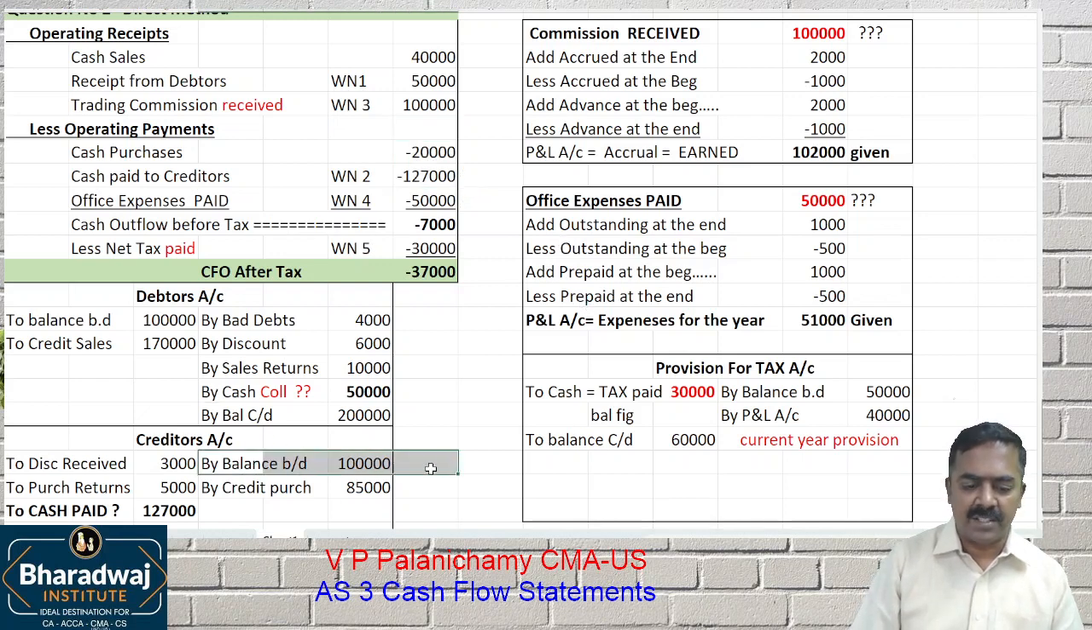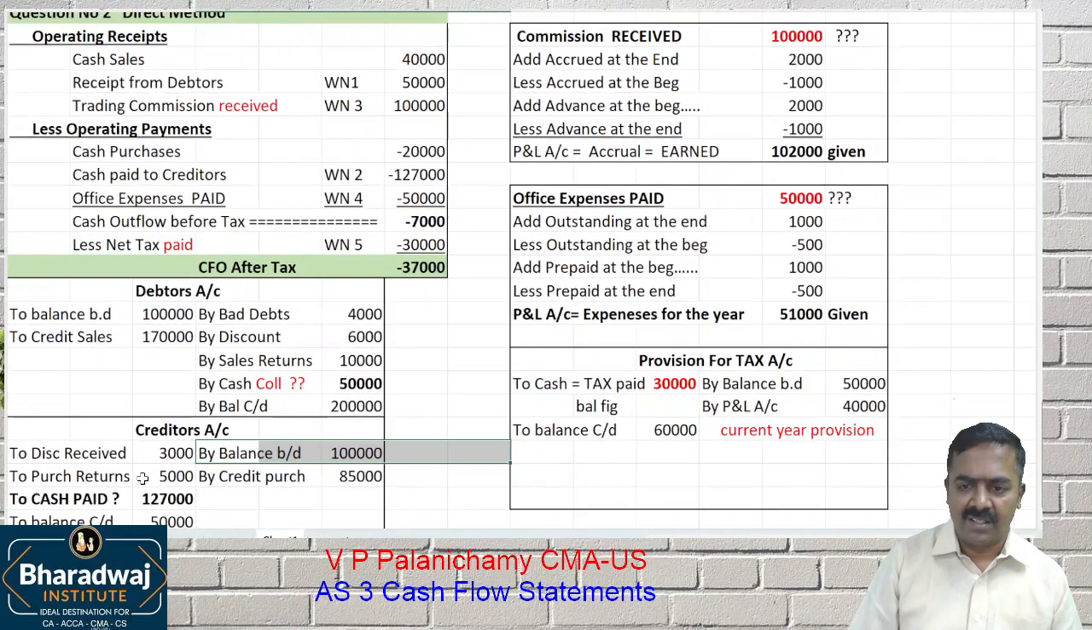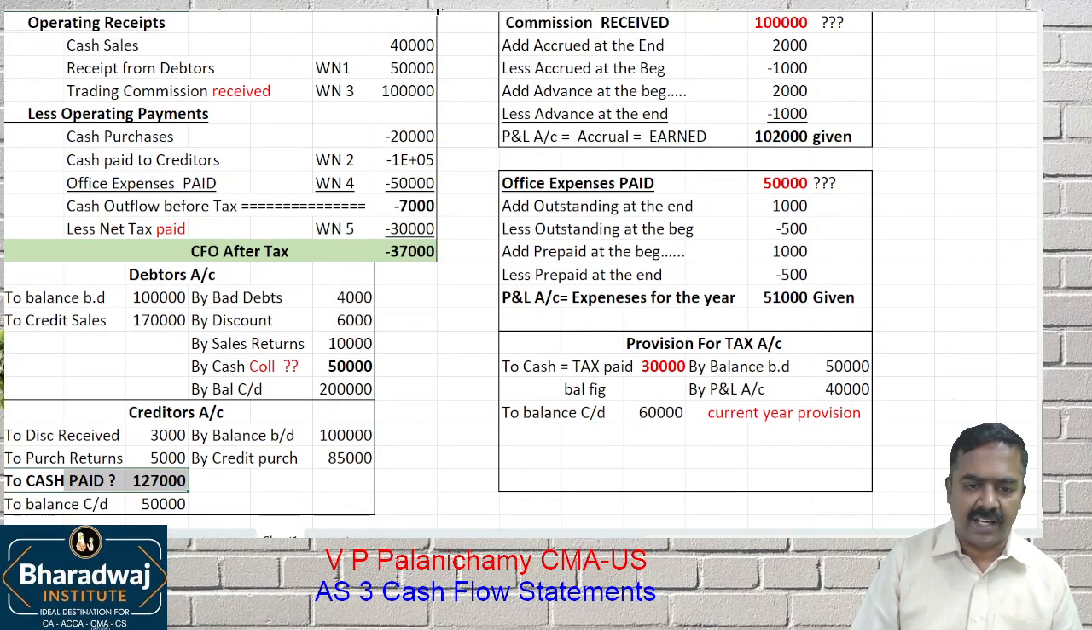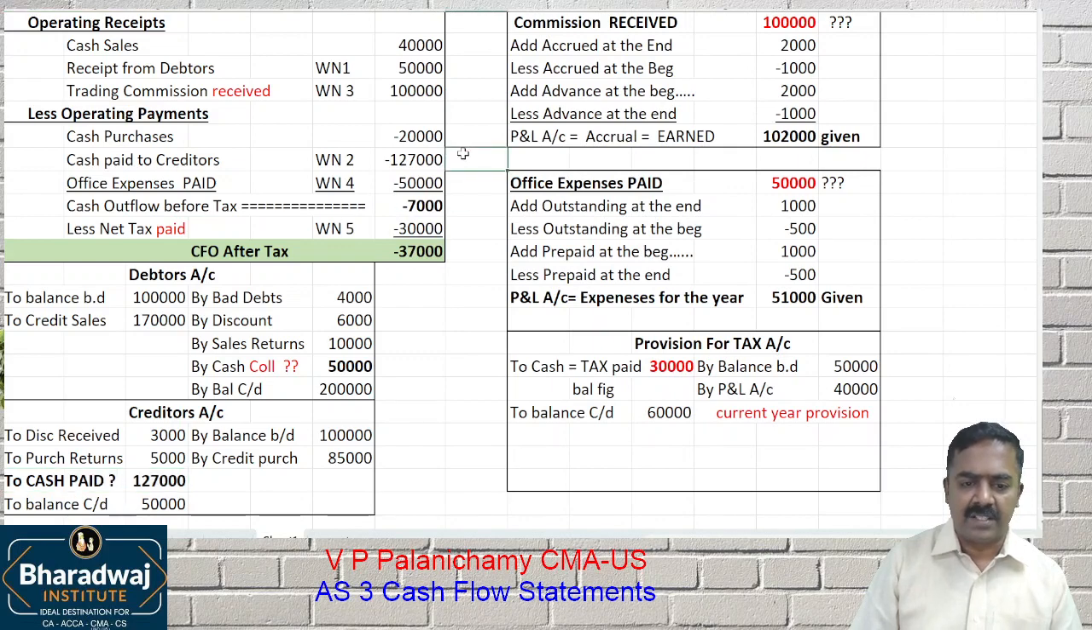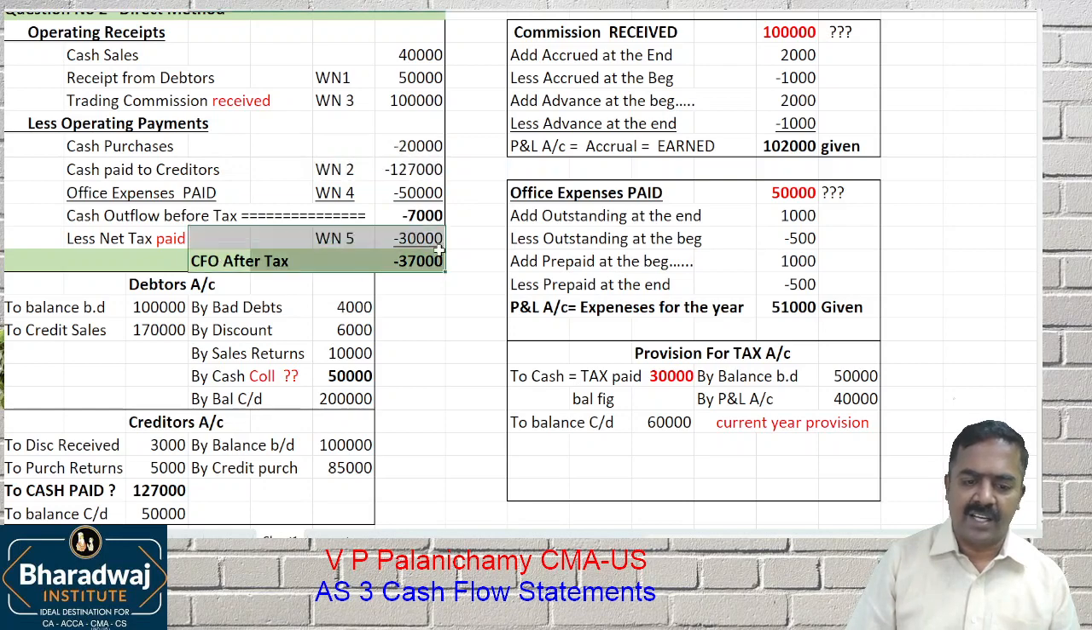There is an opening balance outstanding for creditors that you have to pay them. Otherwise, they will take legal action against you. So that's why cash paid is more than the purchases. Cash inflow from sales is less than the actual sales, and cash outflow for purchases is more than the actual purchases. That's why you get a negative cash flow.